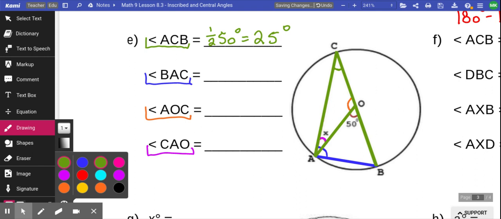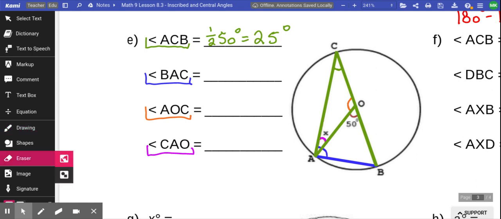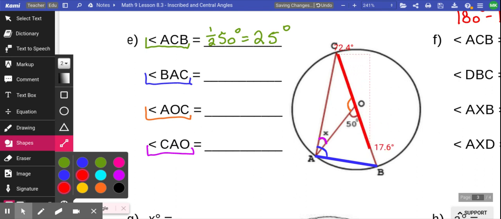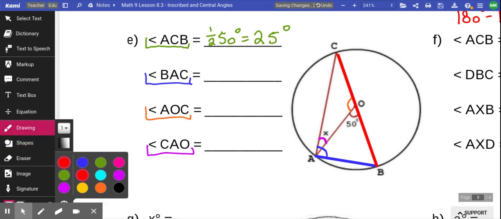The second one I'm going to look for is B to A to C. And I'm going to use a trick that we talked about earlier, and that trick has to do with semicircles. When I have a semicircle, which I do have here, if I go from C to B, that creates a perfect semicircle. That means any triangle inside of there is a 90-degree triangle. So when I go from B to A to C, that makes a 90-degree triangle right here. That means that's 90 degrees.